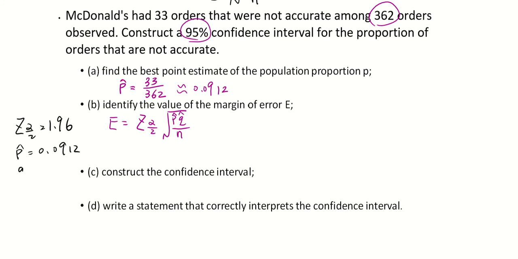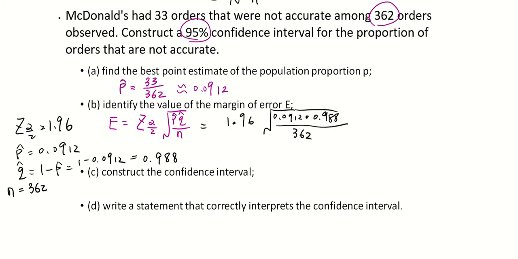P hat is 0.0912. Q hat is 1 minus P hat, which is 1 minus 0.0912, which is 0.9088. And N here is 362. That's the sample size. Plug in the numbers, which is around 0.0309. And this value is the margin of error.